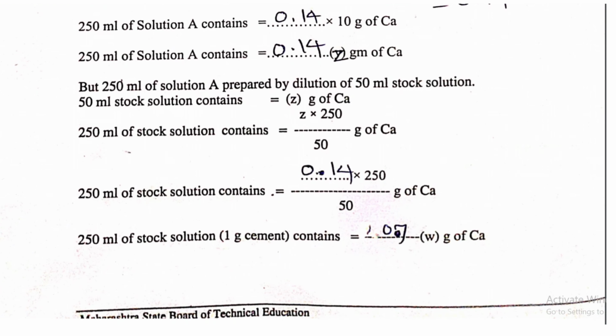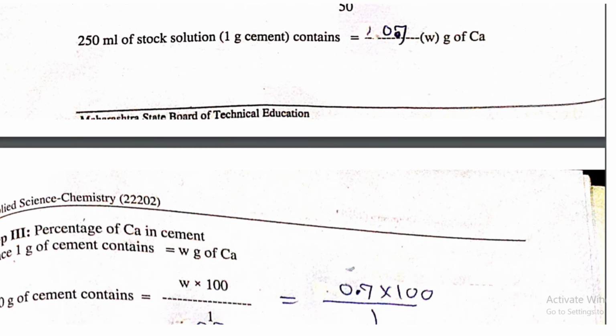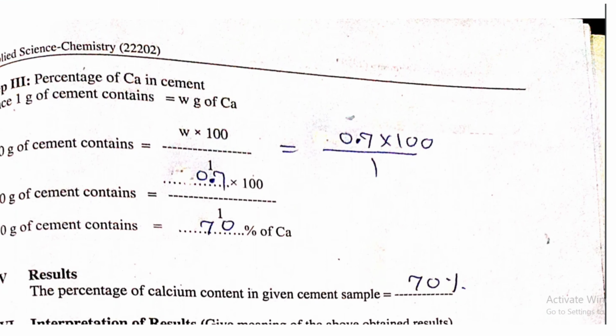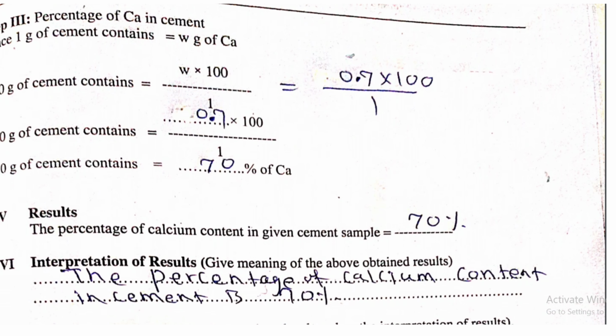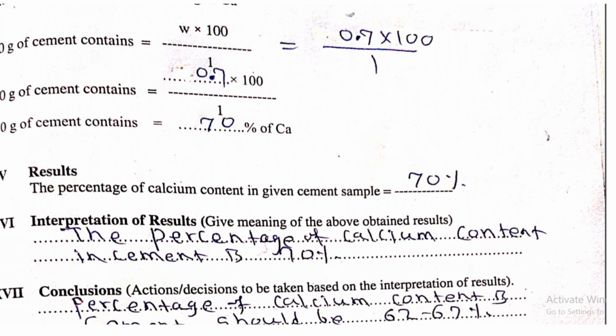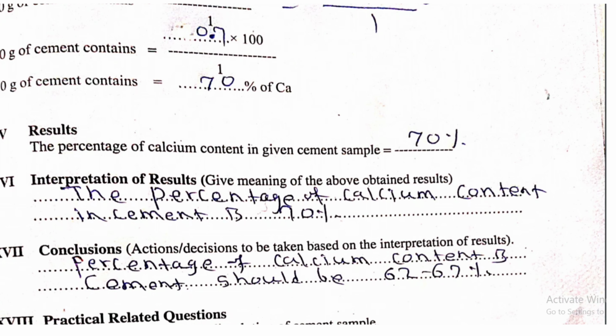Then 50 ml stock solution contains this Z, that is 0.14. Therefore, 250 ml solution contains Z into 250 upon 50. It is equal to 0.7 gram of calcium. Step 3, that is percentage of calcium in cement: 100 gram of cement contains W into 100 upon 1. This W is 0.7 into 100 upon 1, that is 70% of calcium. Result: percentage of calcium content in cement is 70%.